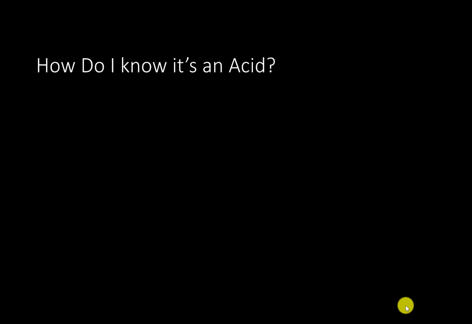So the first question, when we are naming acids: how do I know it's an acid? Okay, let's do a little drum roll here. The answer is, the first element is hydrogen. That's the only thing you have to remember right now. In order to know that something is an acid, all you do is look at the first element. If it's hydrogen, then you assume it's an acid.